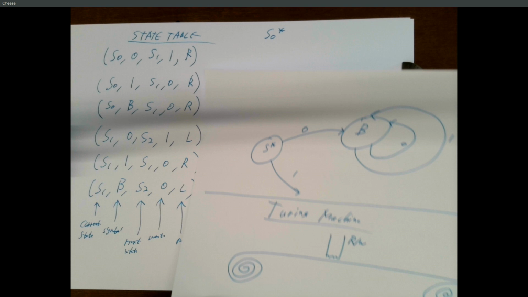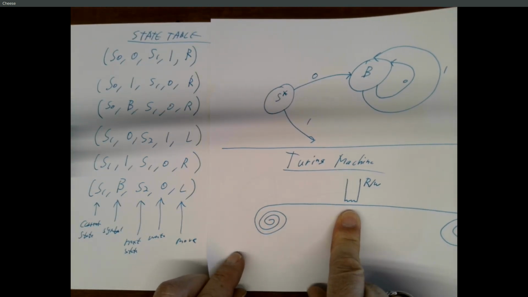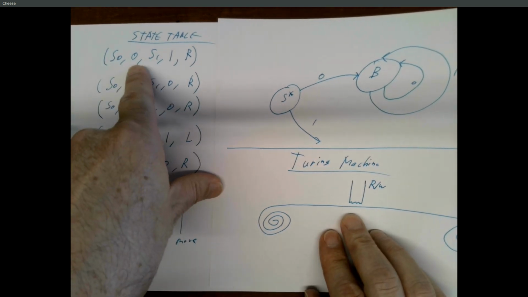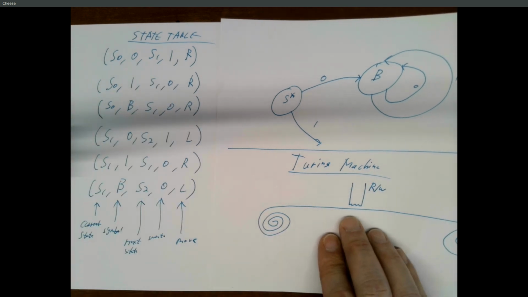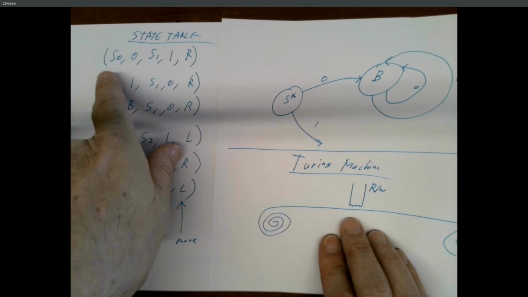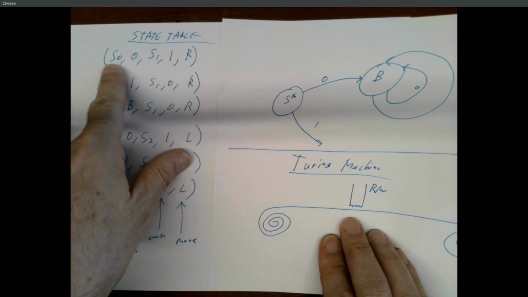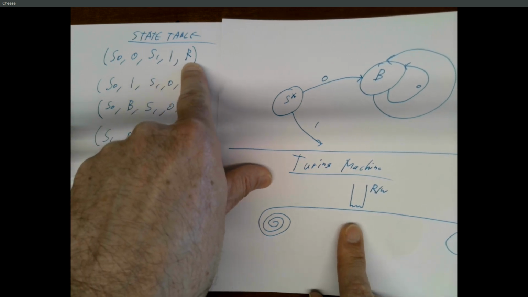Okay, so we start off in state S0. Here's the deal. We read the symbol on the tape under the read-write head, and we look for a rule that matches our state and the current symbol. This is state and input. So if we're starting off in state 0 and we read a 0, this is the rule that applies. And it says we should change to state 1, we should write a 1 on the tape, and we should move to the right.